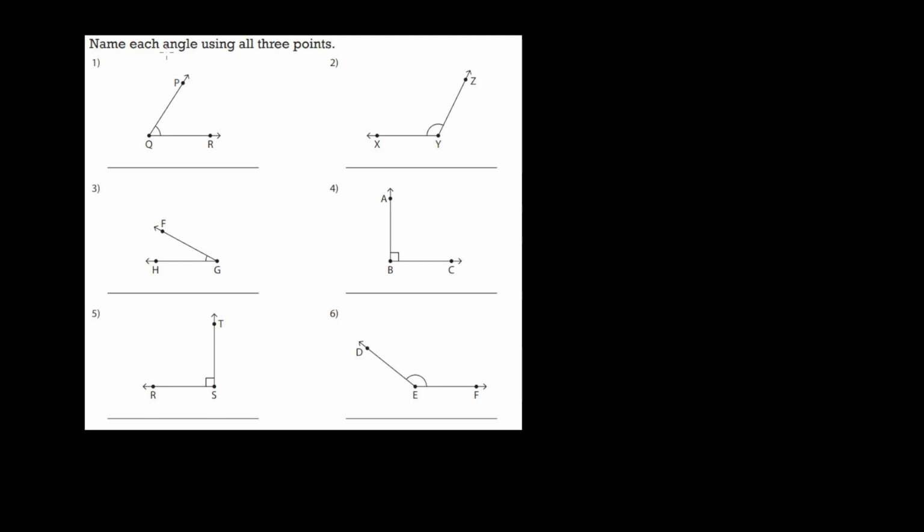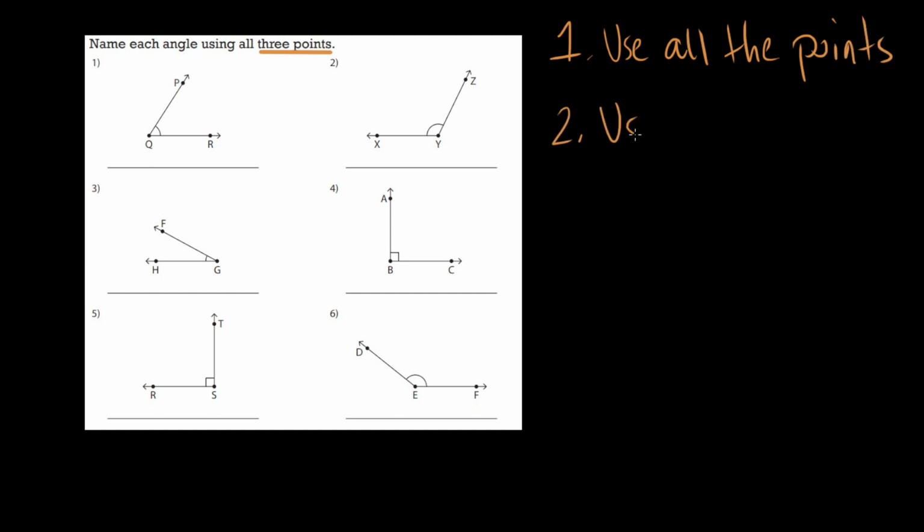So let's spend some time now completing this sheet, and it says name each angle using all 3 points. Okay. Now there are a couple ways for you to name angles. This one says use all 3 points. So that's the way that we're going to do it. But there's a different way too. So one way is exactly as it says: use all the points. The second way is use the vertex. Okay, so that's how we're going to be naming these angles today.